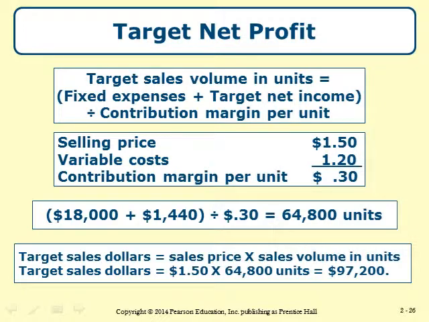If 1,440 were the targeted net profit, then 1,440 divided by 30 would show that the target volume must exceed the break-even volume by 4,800 units, or would be 60,000 plus 4,800 units, or 64,800 units. Targeted sales volume in dollars then is $97,200, which is our target number of units to meet our target net profit times the sales price of $1.50 each.